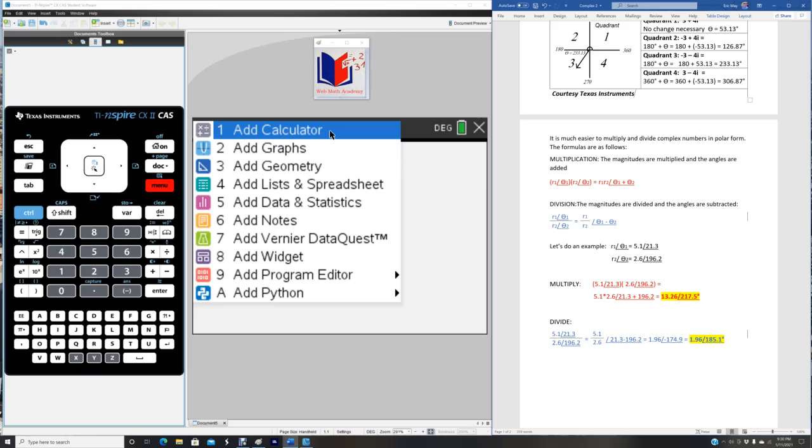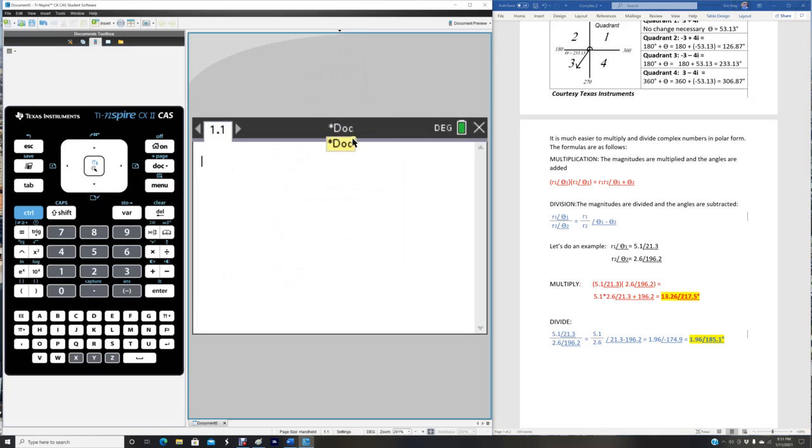So going over to our TI-Nspire calculator, there are a few quirks with it that you should know. Let's go ahead and add a calculator document here. The first thing you should take a look at is whether this is degrees or radians. For our purposes, we want to use degrees. Otherwise, it's going to give you everything in radians, which is not the easiest for polar coordinates.